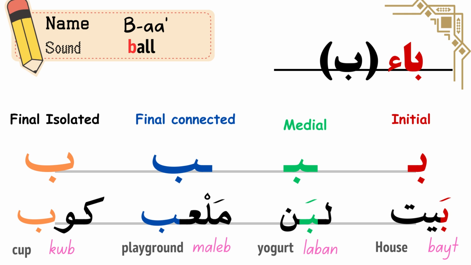Ba. Word bait shows the initial form of the ba. Word laban shows the medial form of the ba. Mal'ab shows the final form connected of the ba. And word koob shows the final form isolated of the ba.